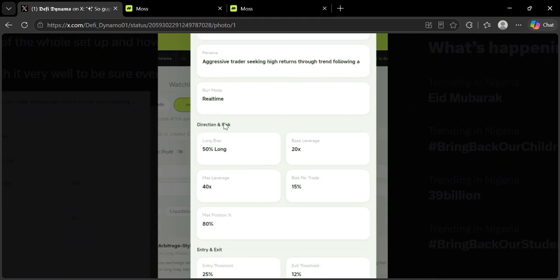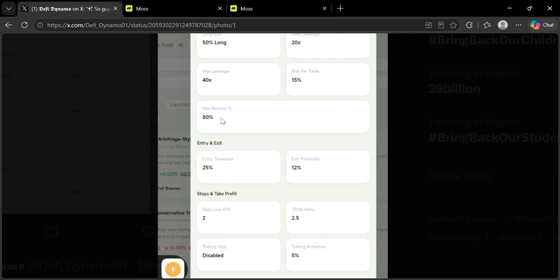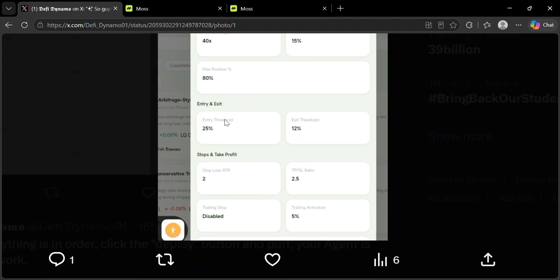So you see the direction and risk is 50% long, because I chose buy neutral. It can go long or short for me. Then my leverage: base leverage is 20%, maximum leverage is 40%, risk per trade is 15%, then maximum position size is 80%. Entry and exit: under entry and exit you see 25%, and exit threshold 12%.